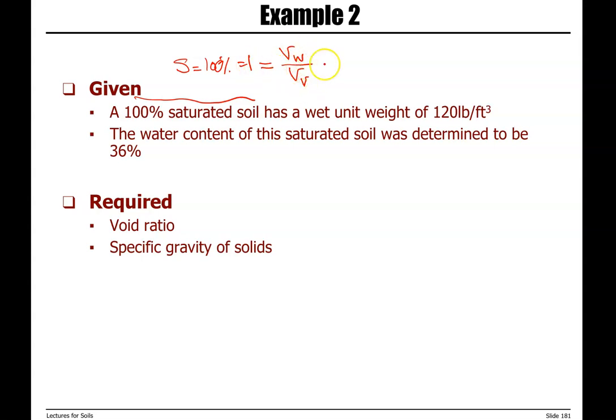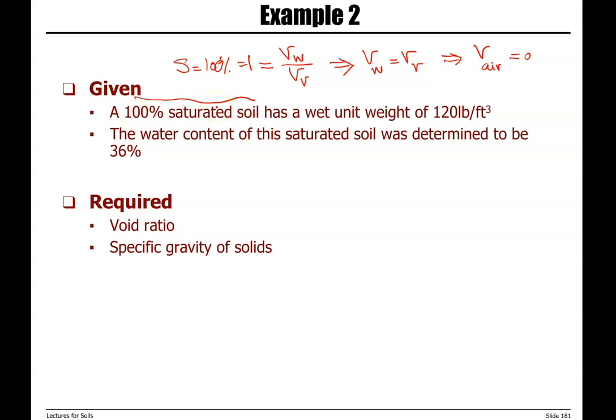So if this is equal to 1, that means volume of water is equal to volume of void, which means that volume of air is 0. There is no air between the particles. All the space between the solid particles is filled with water, and that's why it's called 100% saturated soil.